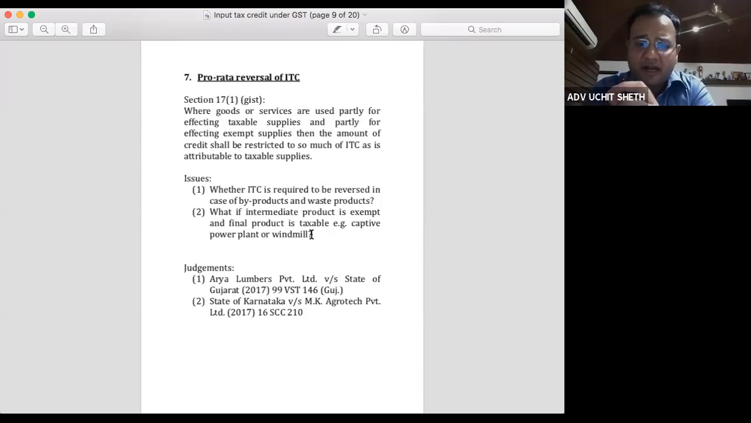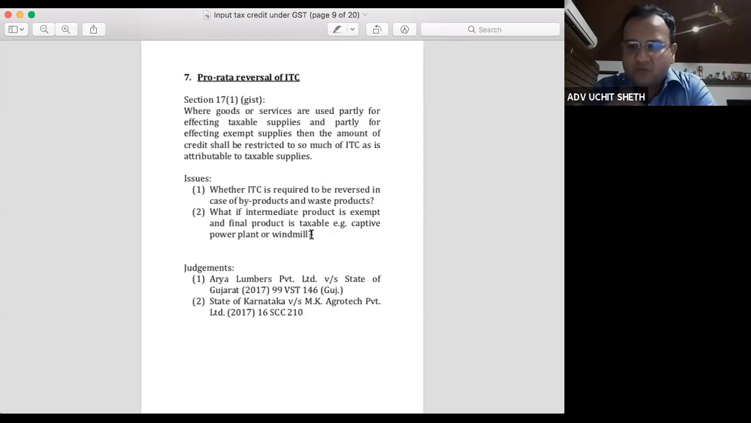Per contra, in the case of Arya Lumbers Private Limited versus State of Gujarat 2017-19 VST 146, the question was with respect to firewood. So big timber logs were sawn into small timber logs, and the waste which was generated in the process of this sawing was sold off as firewood, which was exempt from tax.